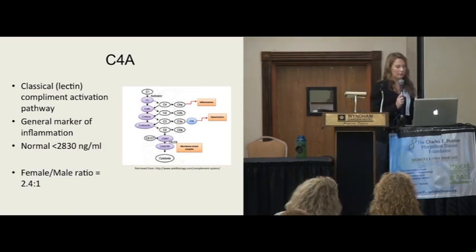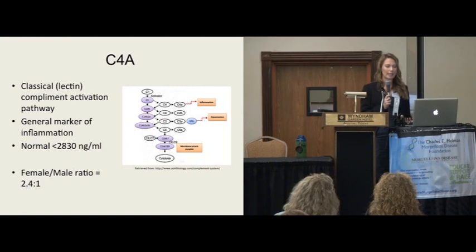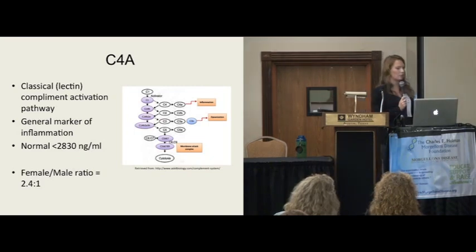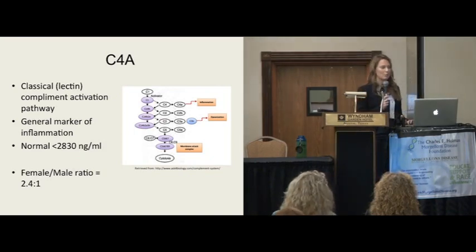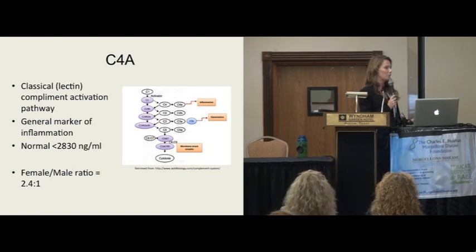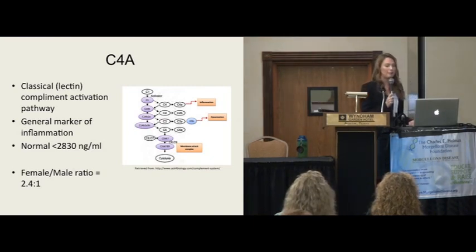So the C4A level is another great test to perform. It's another indirect test, and it's part of your complement cascade. The complement cascade gets released in response to infections. It is a general marker of inflammation. This is not specific for Lyme disease, but oftentimes patients with a lot of symptoms can have a higher count as well. Normal is less than 2,800. I've seen patients with counts as high as 84,000 before. Again, females tend to have more inflammation than males, as you can see by the ratio down below.